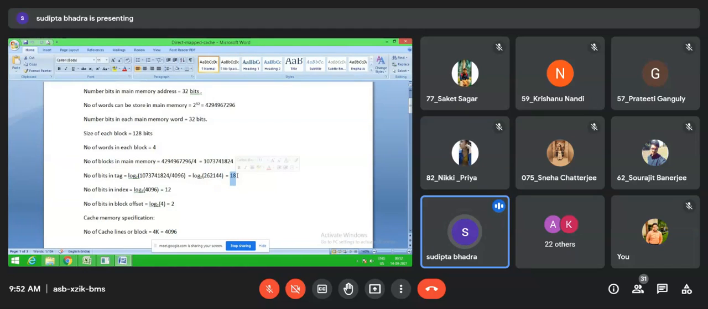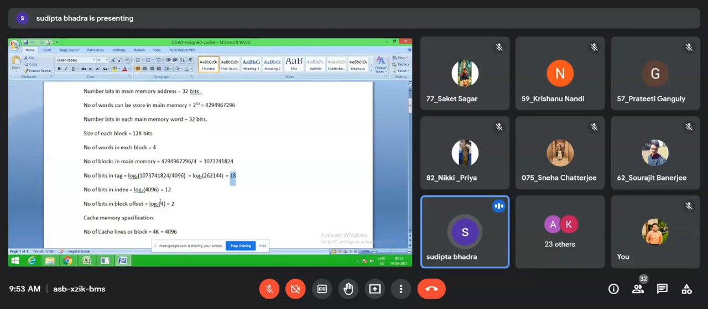That means 18 bits, when the main memory address is 32 bits, the word size is 32 bits and there are 4K cache lines. Then the tag bits is 18, the number of bits for index is 12, and the number of bits for block offset is 2.